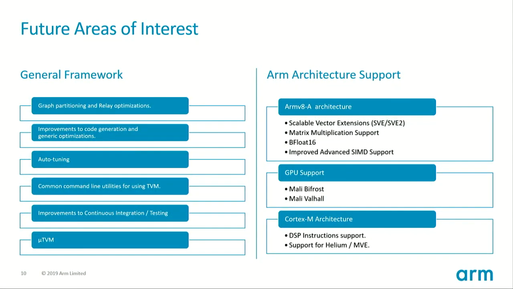We're also adding new instructions to support matrix multiplication. This was announced recently as part of our 8.6 instruction set. We're adding support for bfloat16, but at the end of the day, a lot of our devices do run with Advanced SIMD, which was introduced in V8, and we would like to improve support for that in TVM.